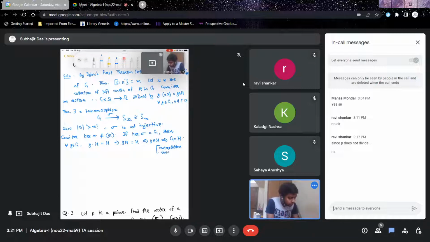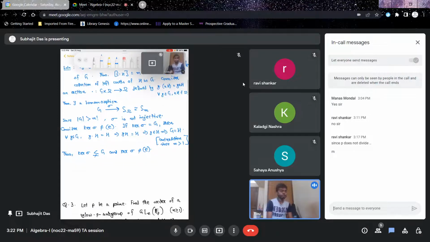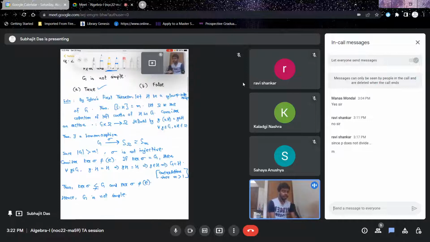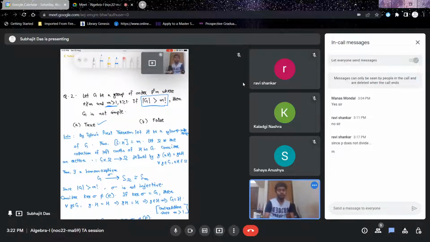Thus, the kernel of sigma is a proper subgroup of G. And we have clearly found out that the kernel of sigma is different from the identity, right? So we have found a non-trivial normal subgroup of G which is proper, which is not the entire group. Hence, G is certainly not simple. And that's it. So the statement is indeed true. G cannot be simple. So this is something very important that you should keep in mind.